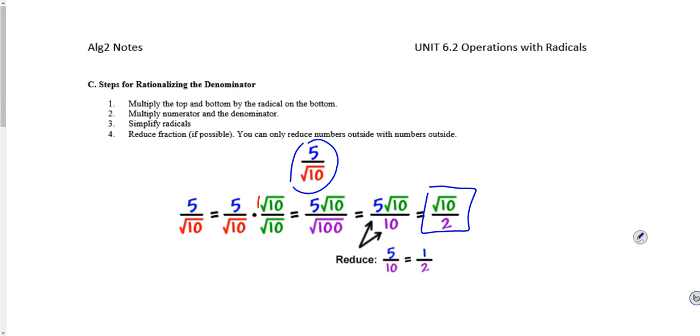Okay, so those are the 3 things I needed you to learn today. Number 1, adding and subtracting, make sure they match. If they don't, break them down, then just add the fronts. Multiply the fronts, multiply the insides, break them down. This, by the way, is called rationalizing the denominator. So basically that means we can't have radicals at the bottom, so you just multiply the top and the bottom by that same radical and then simplify it.